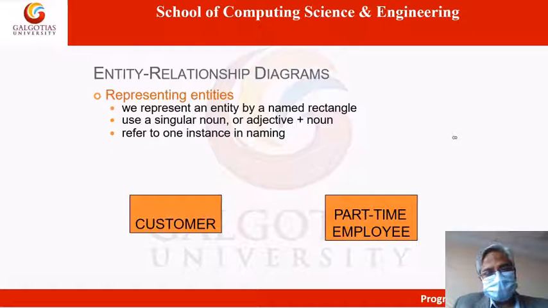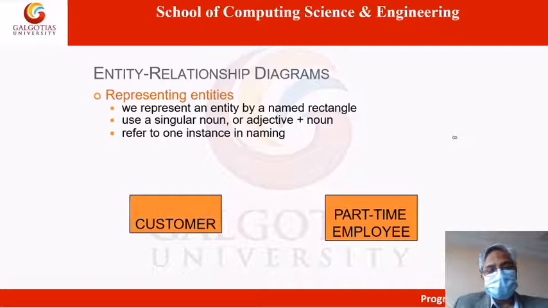So how to represent entities? We represent an entity by a named rectangle. Entities are represented by a rectangle, and the rectangle has its name. Use a singular noun, not plural. We won't say customers, we will say only customer. Or adjective plus noun, for example part-time employee. Part-time is an adjective, and employee is a noun.